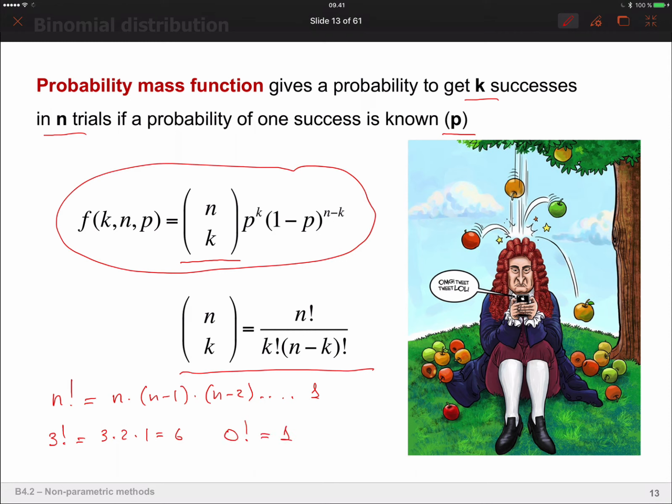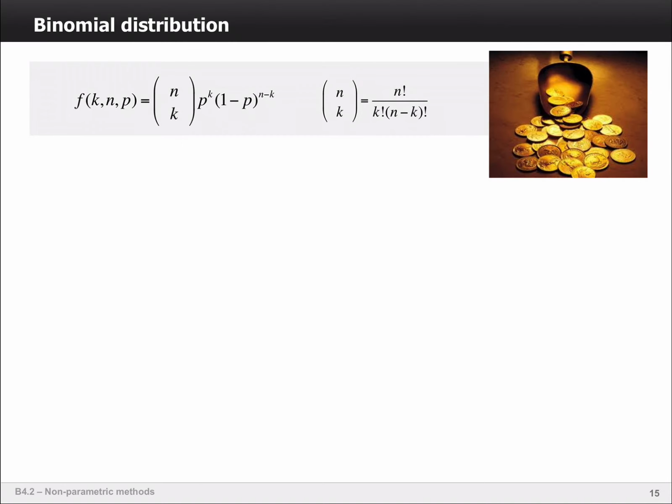So you calculate these coefficients, and then you take the probability to get a success to the power of k, and the probability to get a non-success to the power of n minus k, and then you multiply all three together. Okay, so it's relatively simple. Let me show you an example using this coin case. Okay, so we would like to toss a coin 10 times. The probability to get a tail is 0.5.